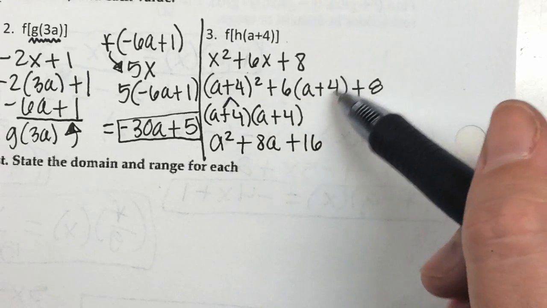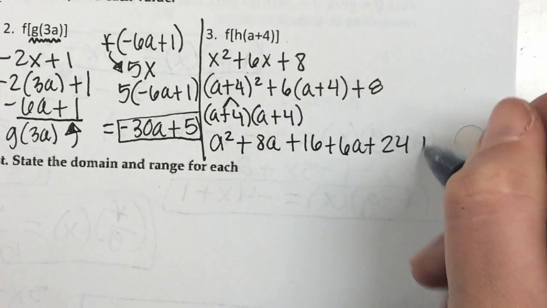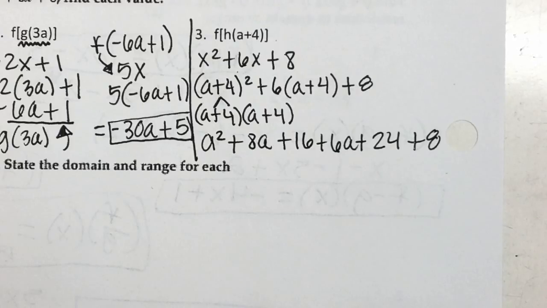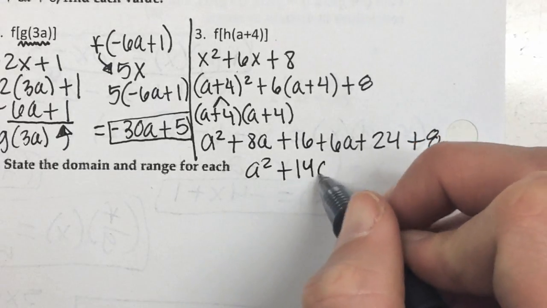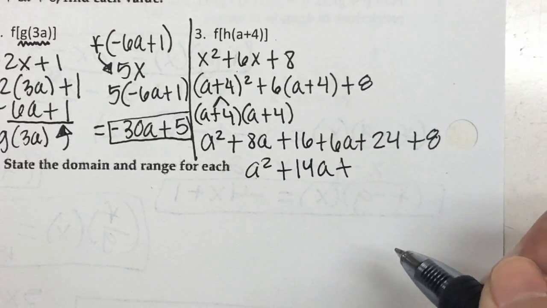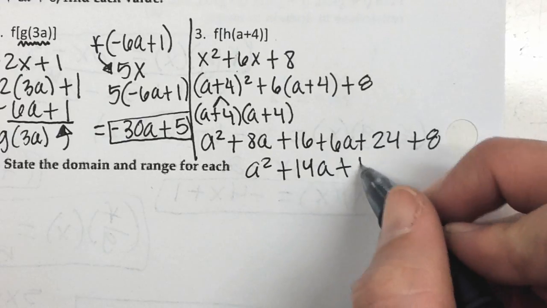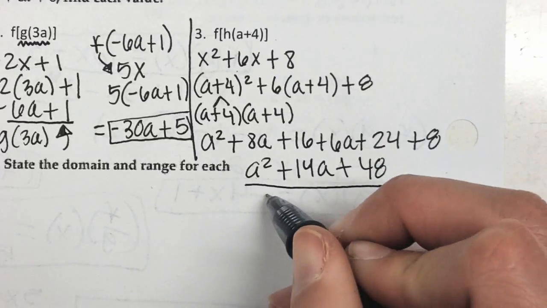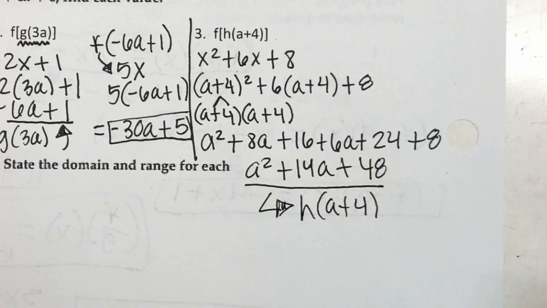What is 6 times a plus 4? Perfect. Bring down that plus 8. Let's clean it up. This will be a squared. What else? Plus 14a plus what? 48. Is that what y'all got? Alright, so this is h of a plus 4, correct?